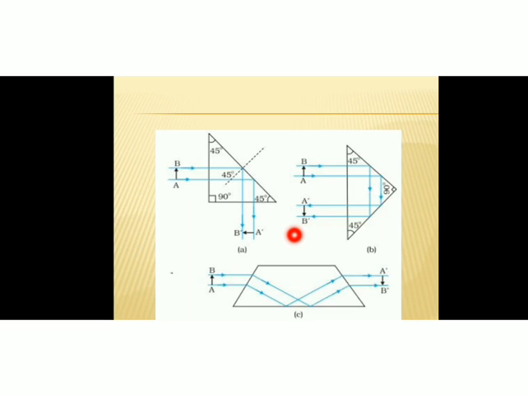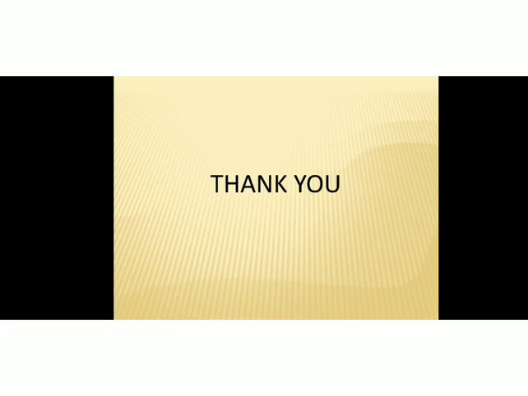Okay, and if we use multiple prisms, what happens? We can get an erect image. For example, if we use a second prism, it will again invert this inverted image and produce an erect image. Okay, so this principle is behind the binocular. So that's all about total internal reflection and its applications.